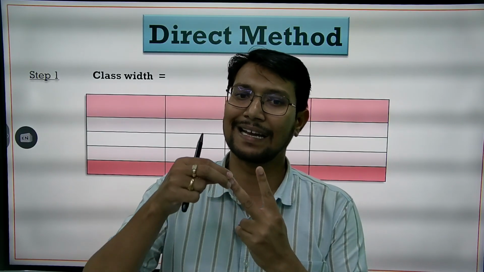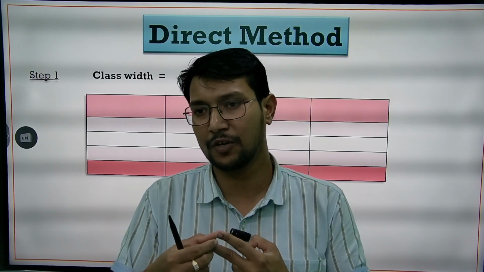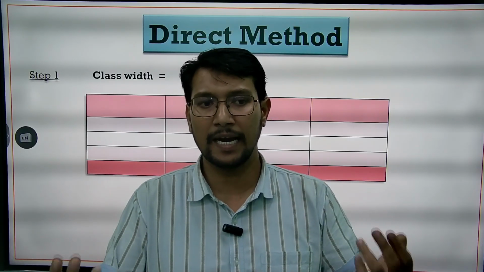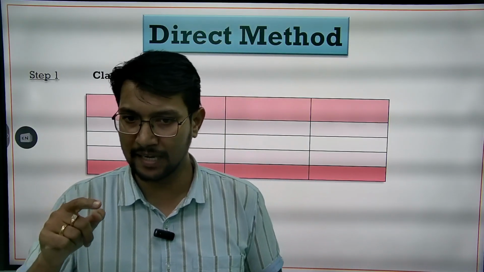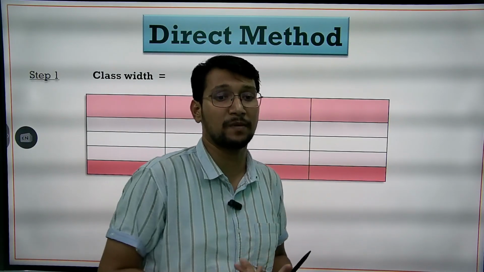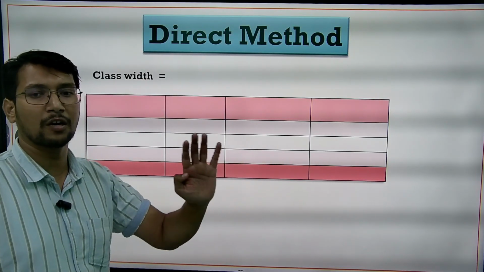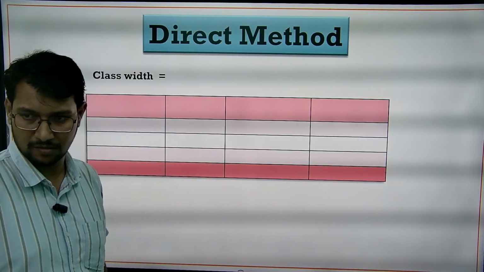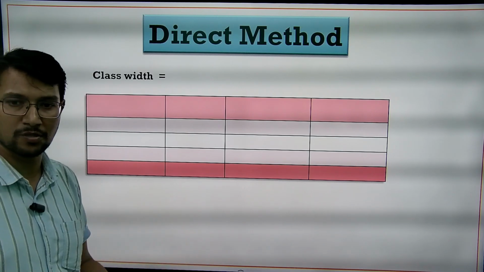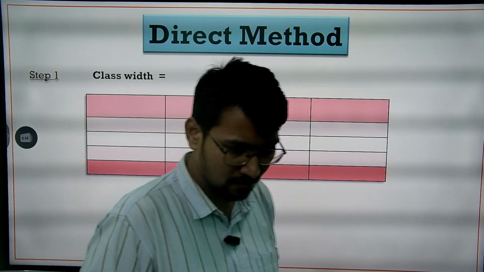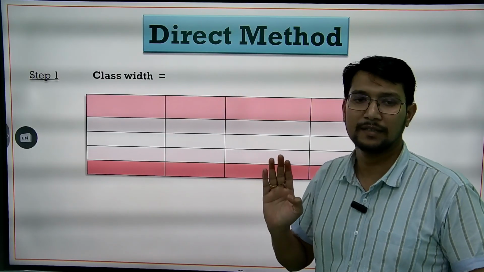So what are these? Class and frequency. Class and frequency will be given by the question, and you have to find two things: class mark and then the product of frequency and class mark. So for that four things, you should prepare a 4-column box, and the rows depend upon the data, the groups, the classes.